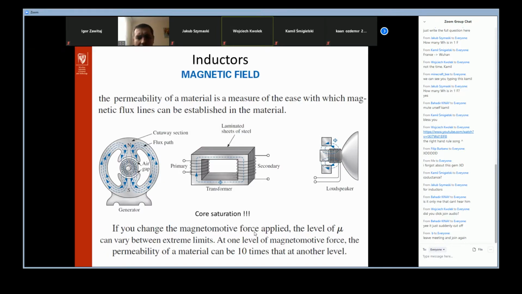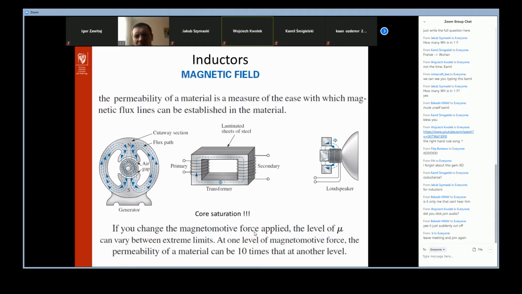Ferromagnetic materials have some saturation. What does it mean? It means that they conduct the flux lines or magnetic field very well. However, there is some point where the magnetic field is so huge that this material can stop conducting the magnetic field so well. You can say that the core is saturated, or the ferromagnetic is saturated.